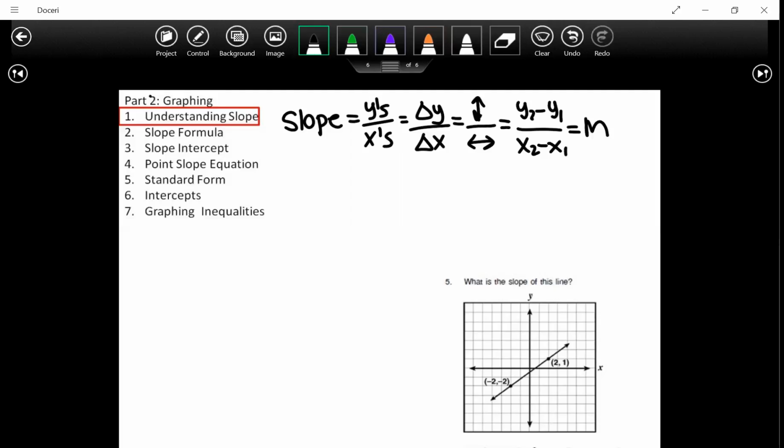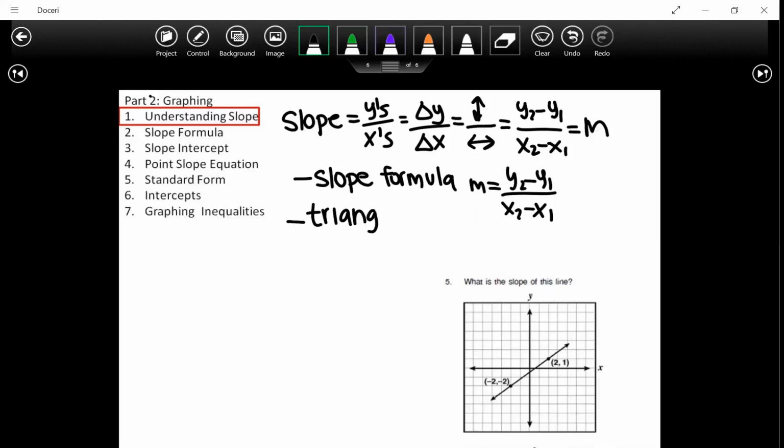One of the things we talked about too, the 2 ways of how to graph this and to show slope, is the slope formula, which is m is equal to y2 minus y1 over x2 minus x1. And the other one would be the triangle method. I think Mr. Jealous and Mr. Vessup showed you guys. I know I showed you guys this.